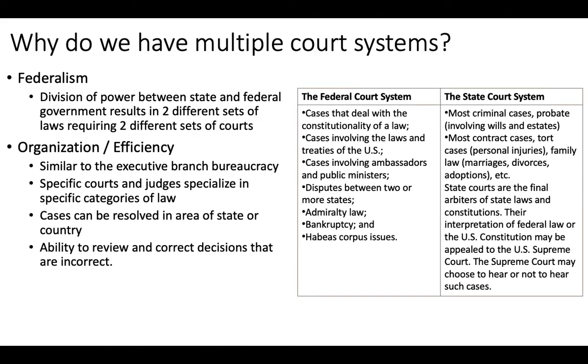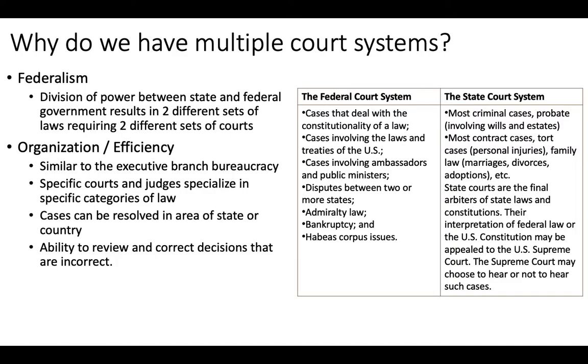Secondly, we have a dual court system to organize and effectively manage all of the legal issues that occur throughout the United States. This system is similar to the bureaucracy in the executive branch, where there are a variety of courts, and each court is given a specific set of responsibilities or legal issues that it has to deal with. The judges in these courts often specialize in particular areas or categories of law, making them experts in those legal fields and the proper people to make the decisions on those legal issues.